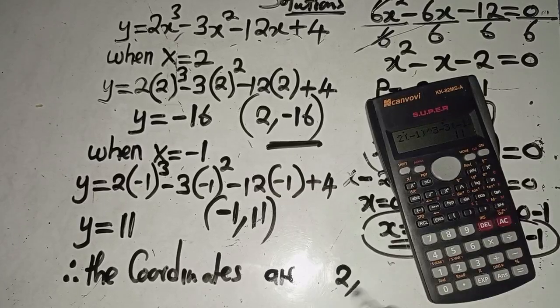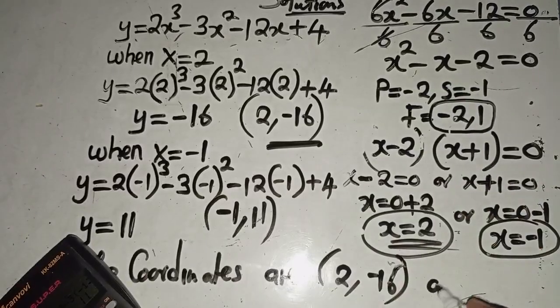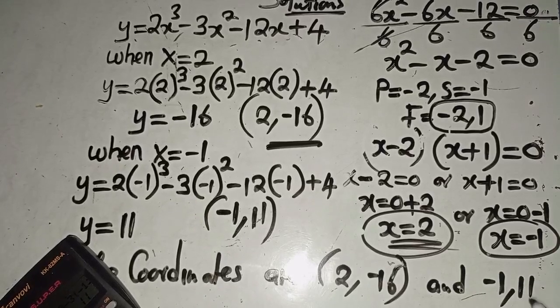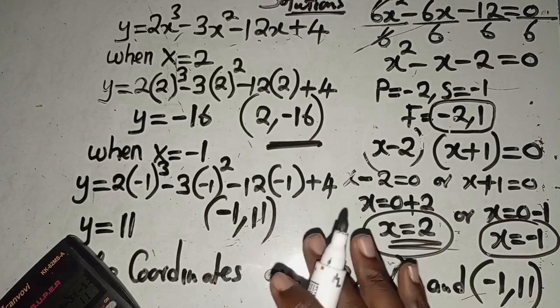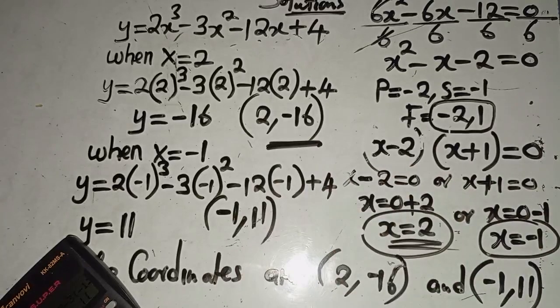I've got 2, negative 16, and negative 1, 11. These are the coordinates of the stationary points. I'm done. This is what I'm supposed to do, just like this. I don't know if you followed me closely. This is quite involving, but when you follow me, you are able to understand. Here the algebra is coming in. That's why it is very important for you to know how to simplify and how to solve simple equations.